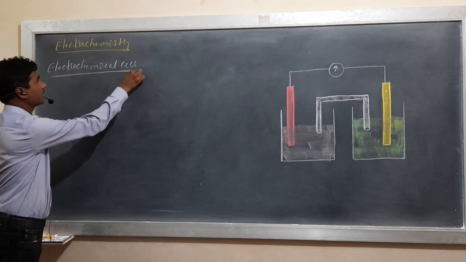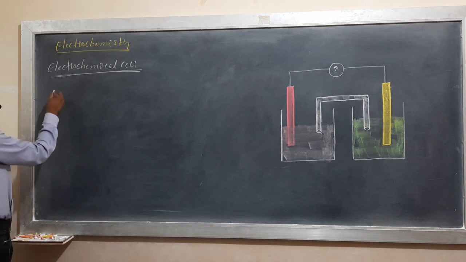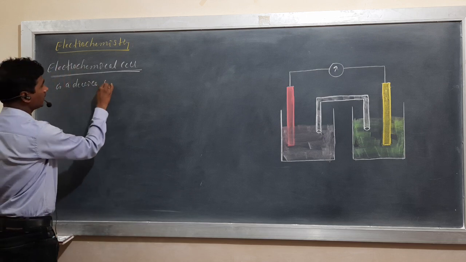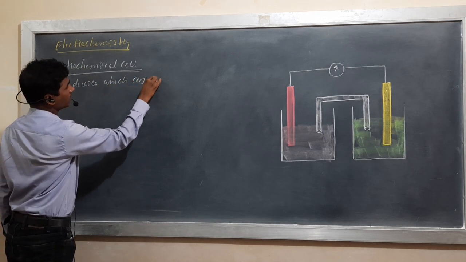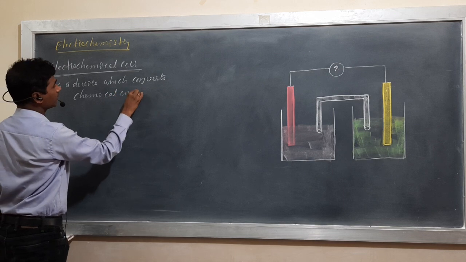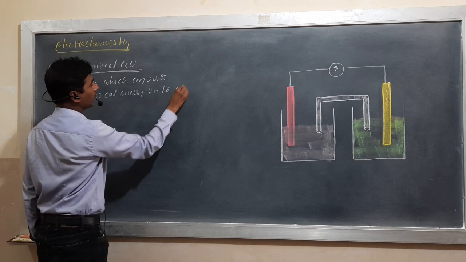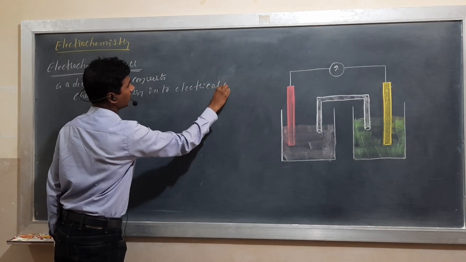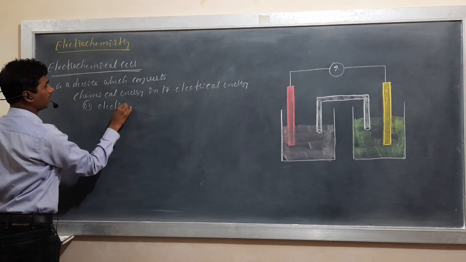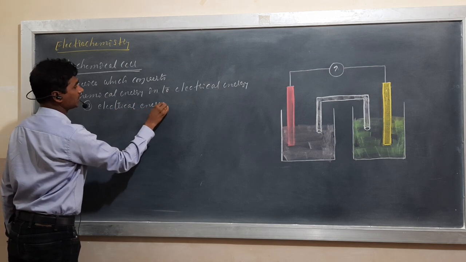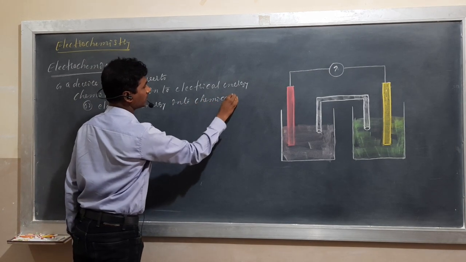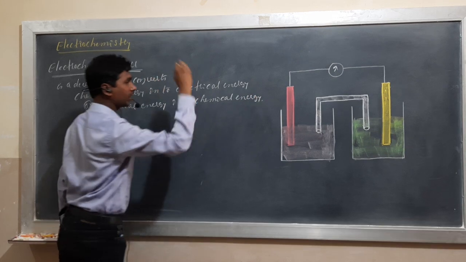In this electrochemistry topic, first we can discuss what an electrochemical cell is. An electrochemical cell is a device which converts chemical energy into electrical energy, or vice versa, electrical energy into chemical energy. This is called an electrochemical cell.